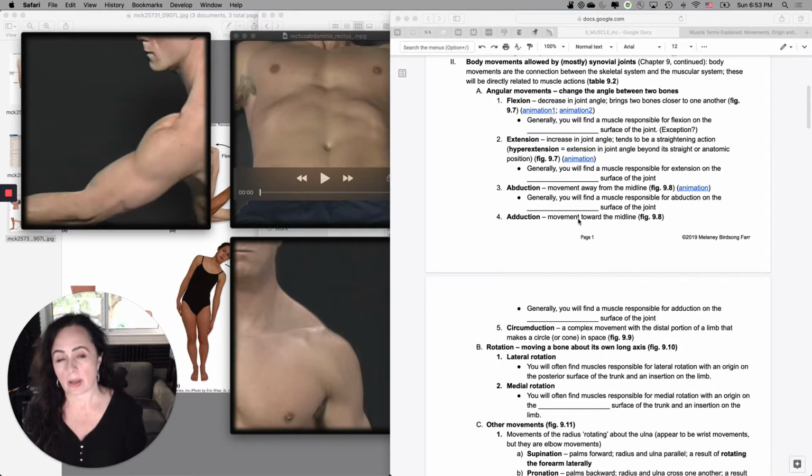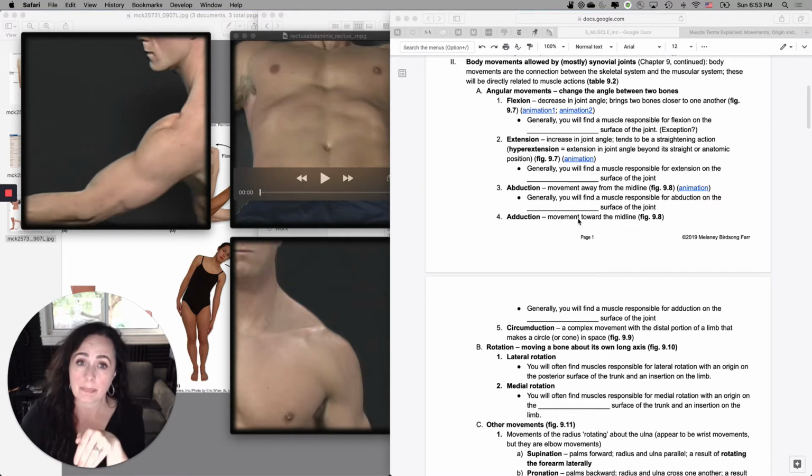Okay, so now I want to talk about body movements, and these body movements will correlate directly to the muscle actions in your lab manual. You just have to understand what the words mean before you can attach them metaphorically to a specific muscle. So this is still in chapter 9. Remember, chapter 9 was mostly joints, but this is wiggling the joints around. So this is really the connection between the skeletal system and the muscular system.